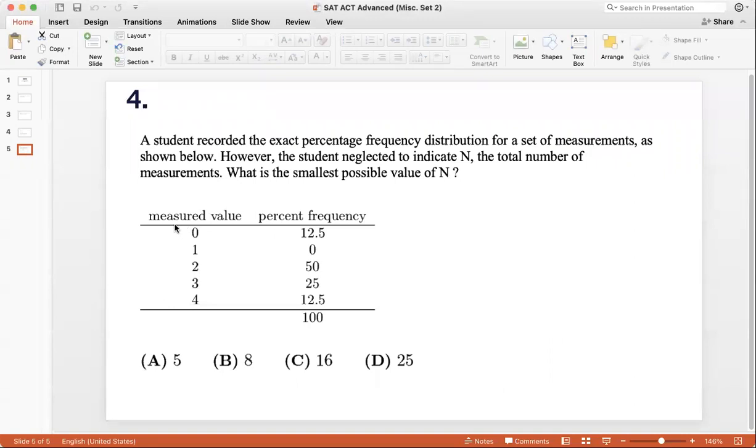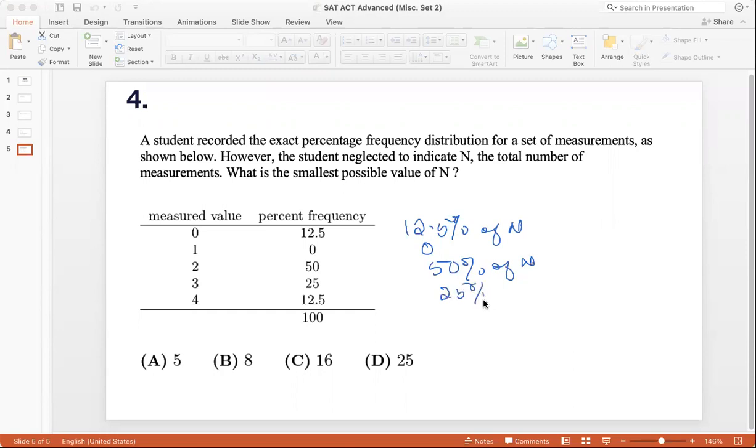So the number 0 occurs 12.5% of n. 1 occurs 0 times, 2 occurs 50% of n, 3 occurs 25% of n, and 4 occurs 12.5% of n. And all of these should be whole numbers, right? So the number 0 occurs once or twice, whatever the case may be. So I need to find the lowest possible value of n.